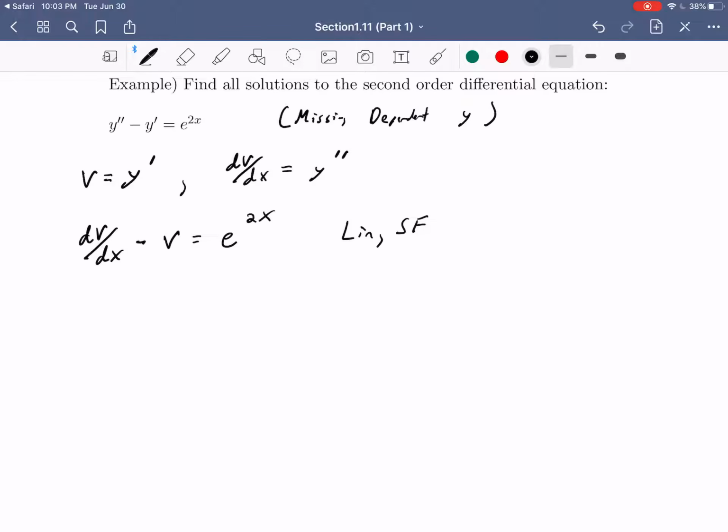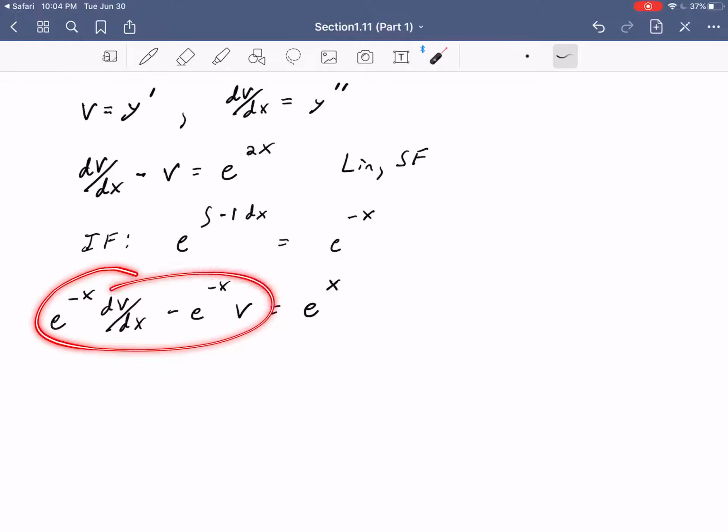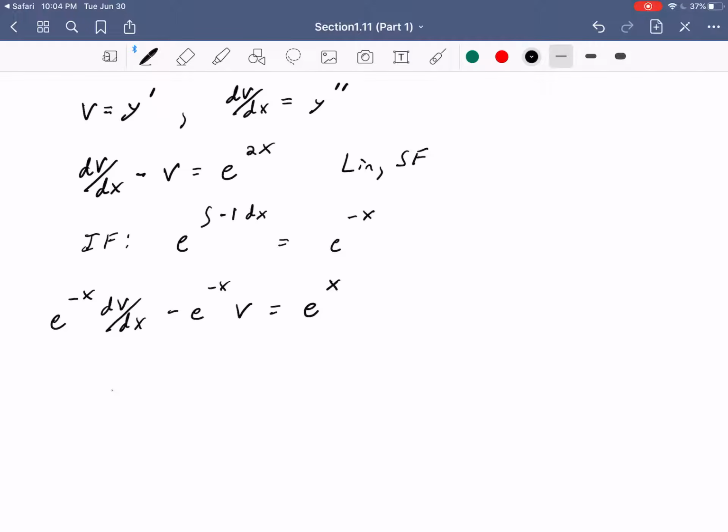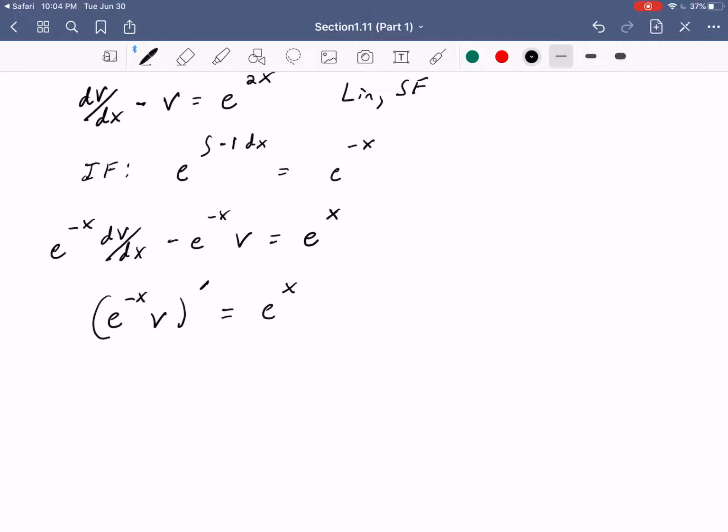So that's great. We can immediately go to our integrating factor, e to the integral of -1 dx, which looks like we're going to get e to the negative x as our integrating factor. So let's multiply everything by e to the negative x. We get e to the negative x dv dx minus e to the negative x v, and multiplying e to the negative x with e to the 2x, we get e to the x. The left-hand side is linear, so this has got to be a product rule. It should be e to the minus x v, and then prime, the derivative with respect to x, and that equals e to the x.